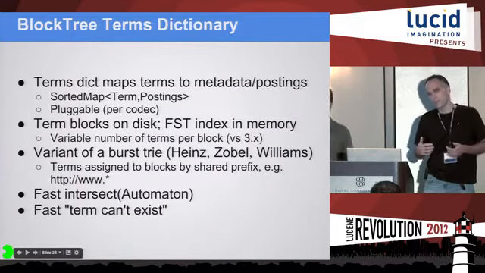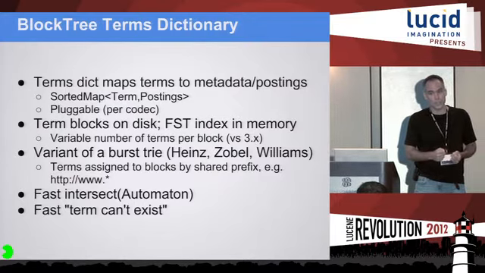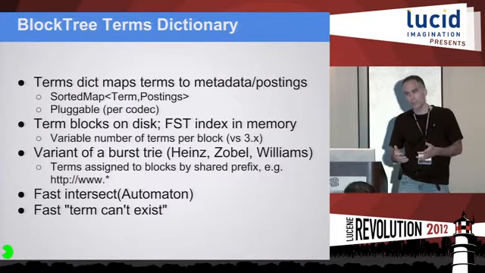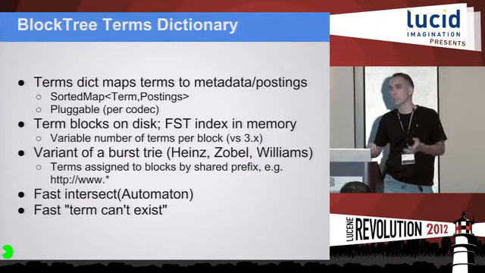So stepping back a bit, the purpose of a terms dictionary is to record every single unique token that was seen during indexing, store it somehow in an efficient way along with its metadata, such as the document frequency, the total term frequency, pointers into the postings file.